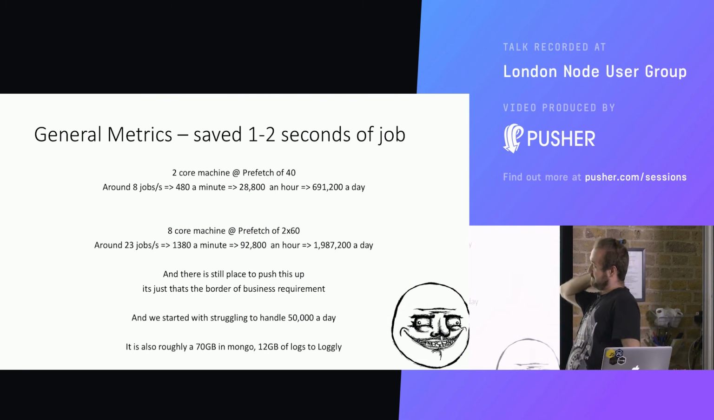So in terms of metrics, a 2-core machine on, they currently use Melbourne. I think they changed the name to something else. I don't know what the new name of Melbourne is. Maybe some of you know.